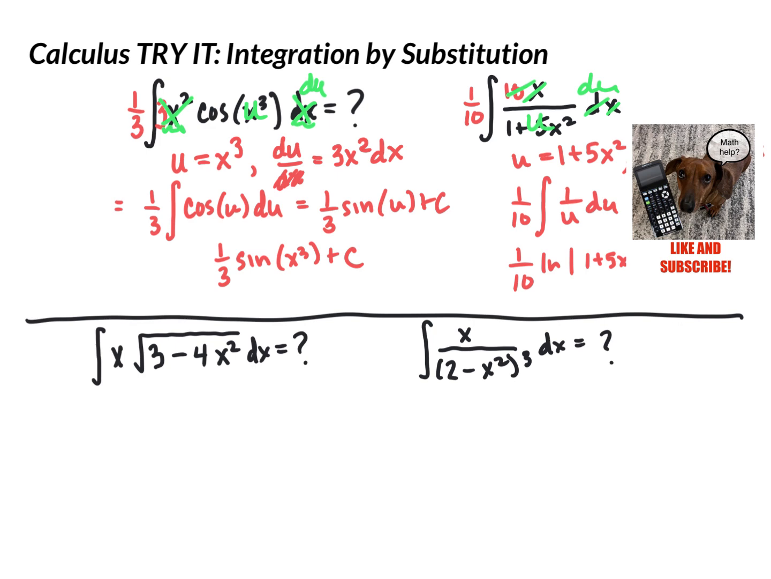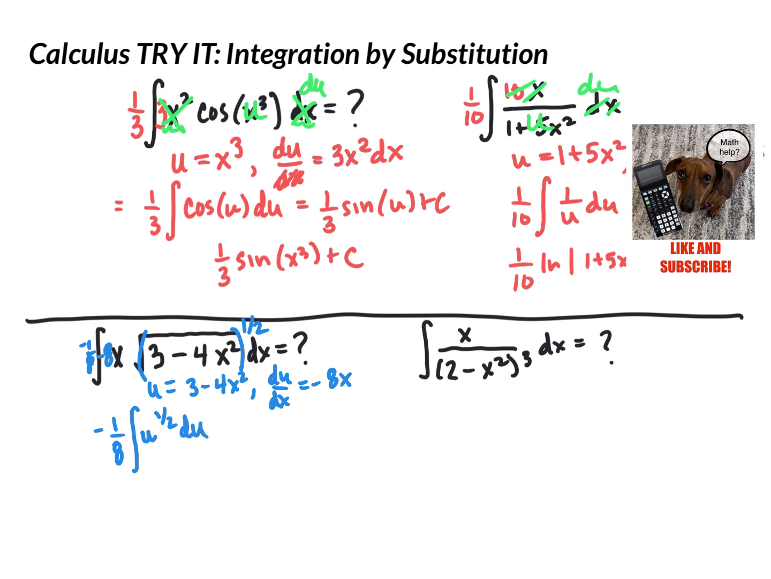All right, here's how I would solve these problems. I would begin with this by just rewriting this as a 1/2 power. And then I would make u 3 minus 4x squared. So du dx is negative 8x. I'm going to add the negative 8 here to make a perfect substitution, but then offset it with a negative 1/8 on front. So my integral is going to become negative 1/8 the integral of u to the 1/2 power.